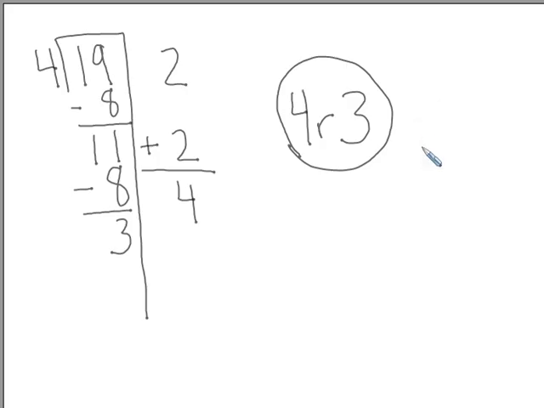There really is no one right way with partial quotients to do your division problem. Let's take a look at the same problem, except this time we're going to use different numbers here. So here we used 2 and 2 to come up with 4 remainder 3. Let's try it a different way.